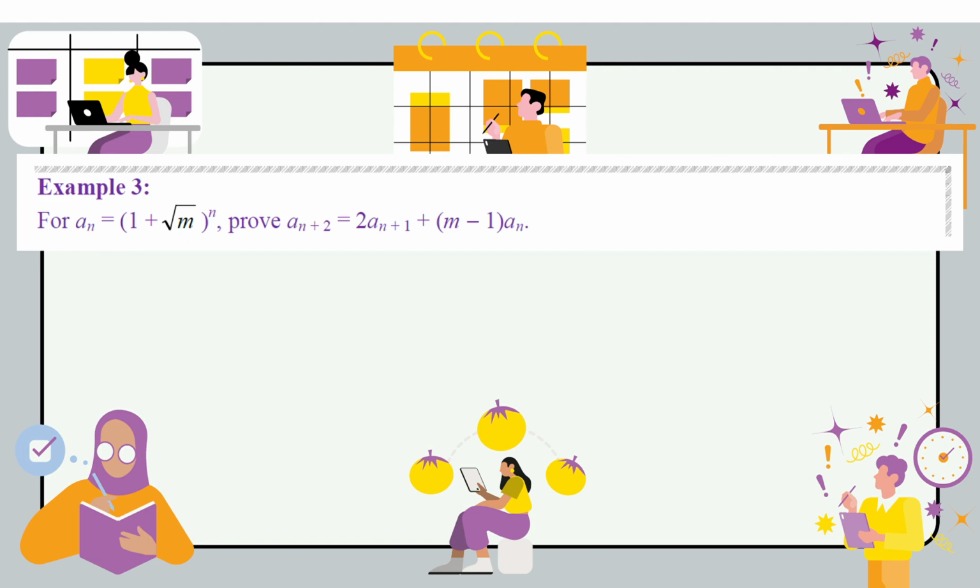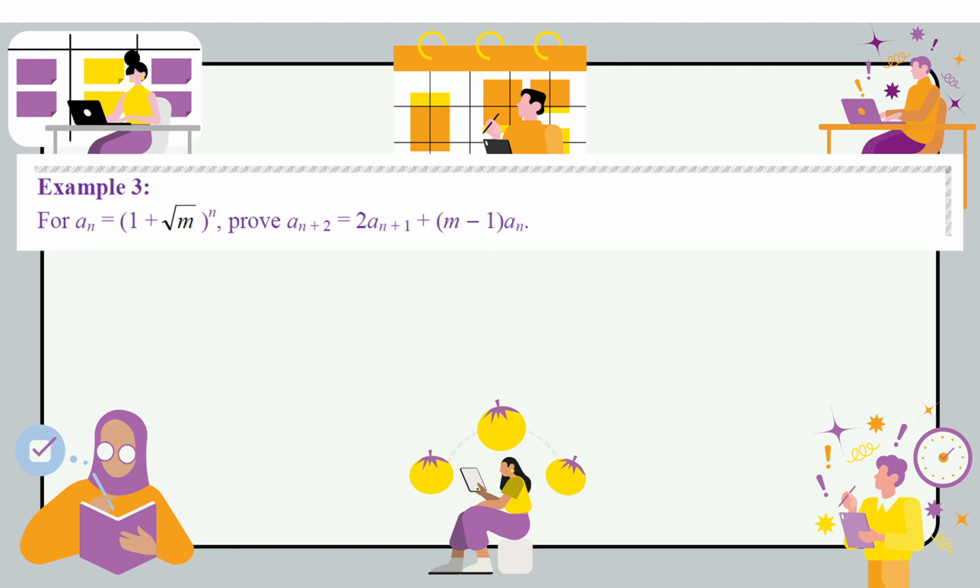For example, this one, prove this one: a_n equals (1 plus square root m) to the power n. Prove that a_(n+2) equals 2a_(n+1) plus (m minus 1)a_n. Wow, very complicated. But starting from the right hand side, you can find out it can be proved by direct inspection to the left hand side. Pause and work on it.